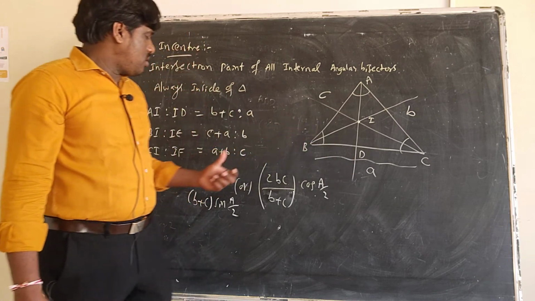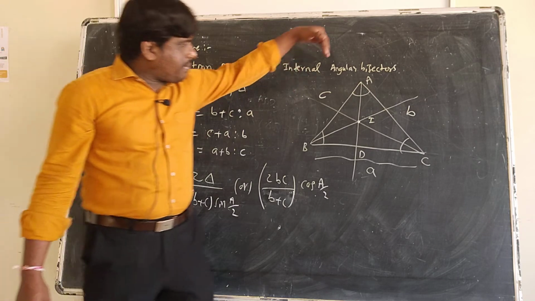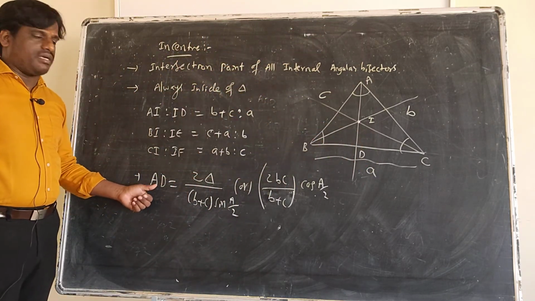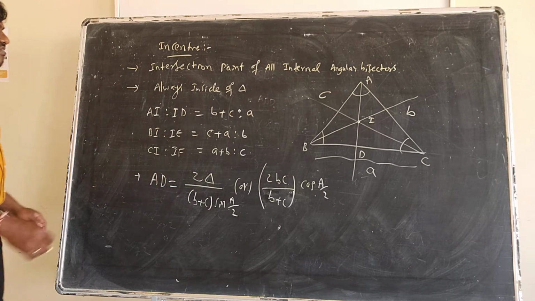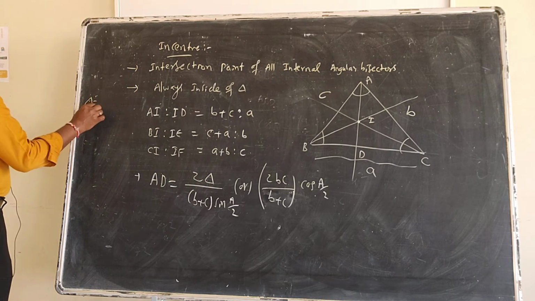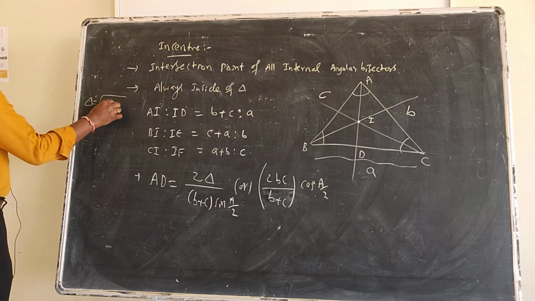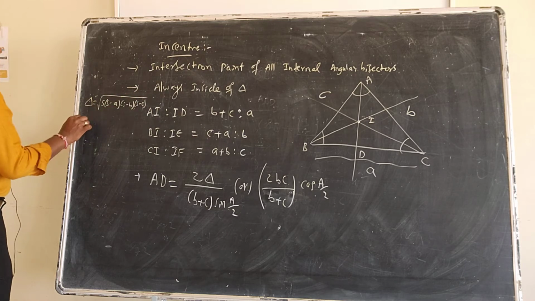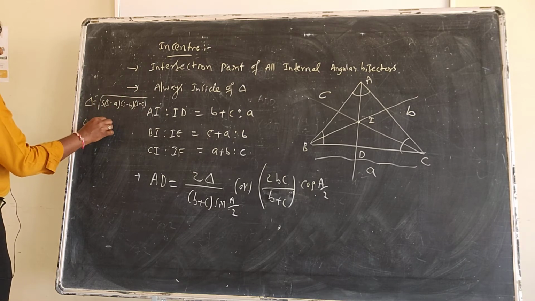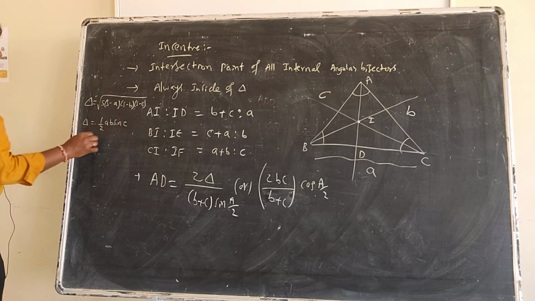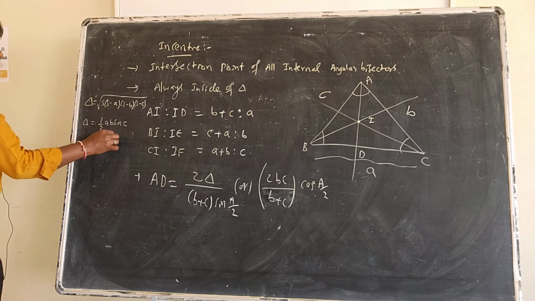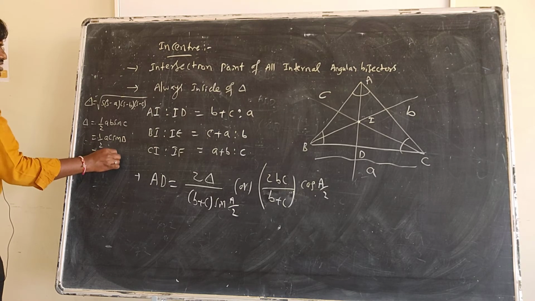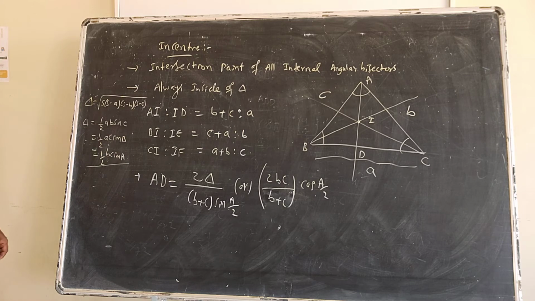And the length of the angular bisector formula is 2 times the area of the triangle. What is the area of the triangle formula? It is the square root of S into S minus A into S minus B into S minus C. Another one: the area of the triangle is half into AB into sine C, or half into AC into sine B, or half into BC into sine A. Anything you can use.